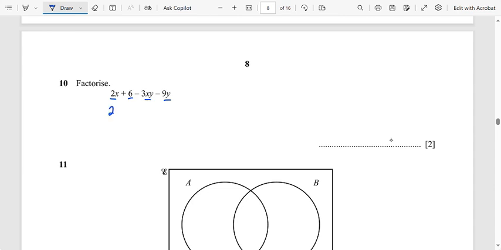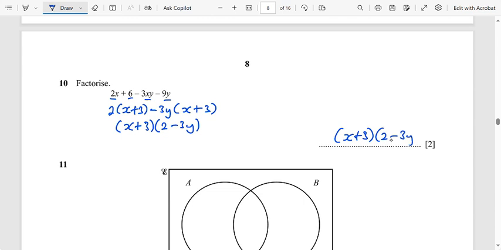For the first part, I can factor out 2 to get x plus 3. The idea is I should have the common bracket. Then if I factor out minus 3y, I also get x plus 3. Now I have a common bracket, x plus 3, and the factors I used were 2 minus 3y. So the answer is x plus 3 times 2 minus 3y.